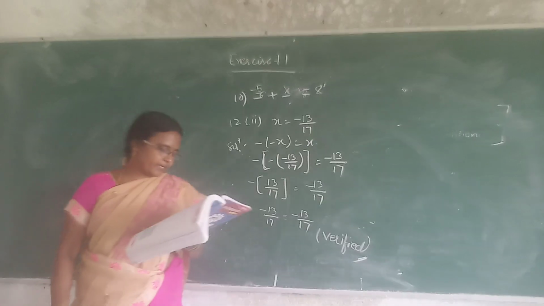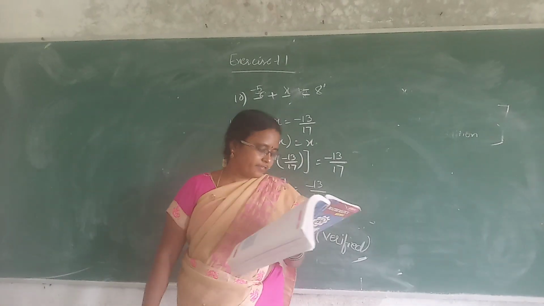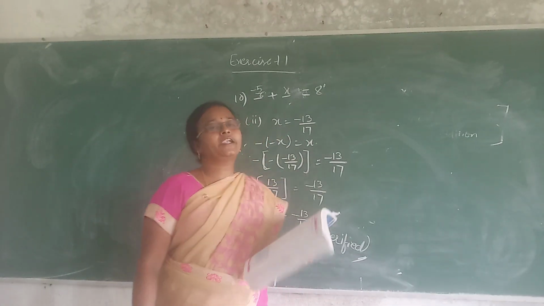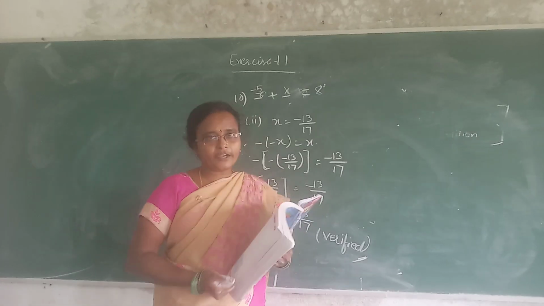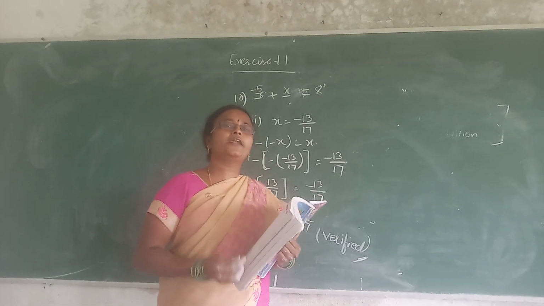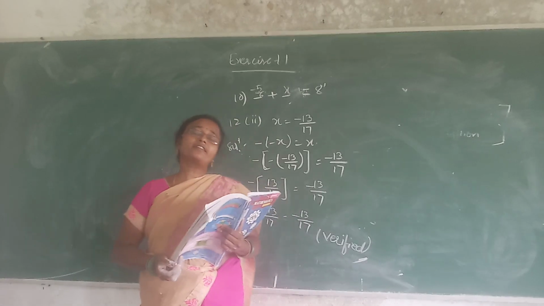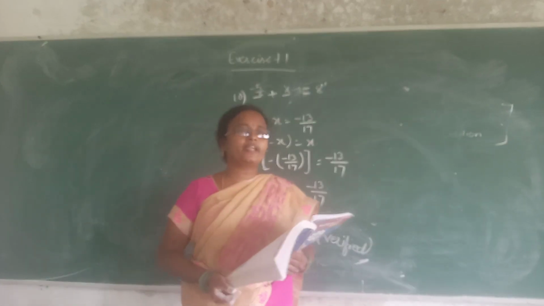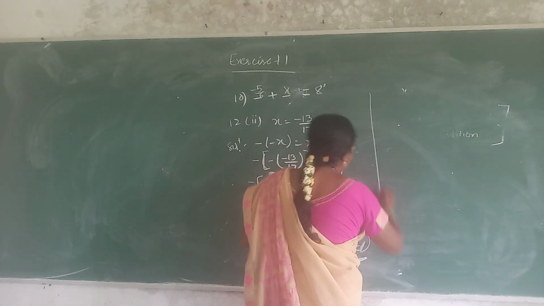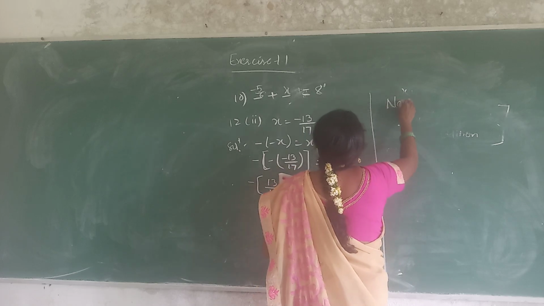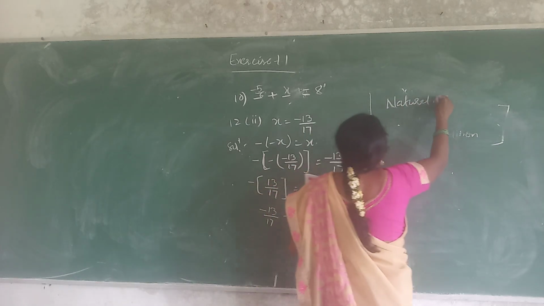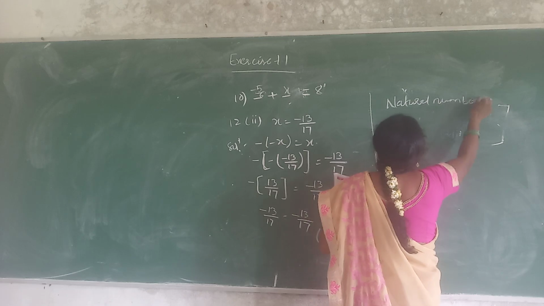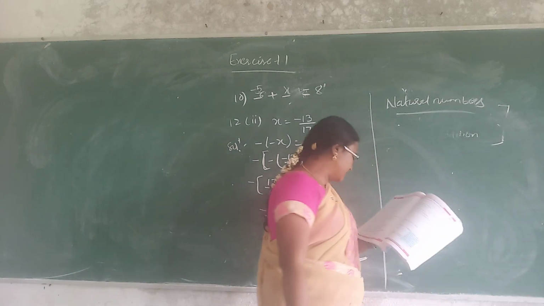Next, the first one: the set of numbers which do not have an additive identity. What is an additive identity? You already know additive identity is 0. What is the set of numbers that do not have the additive identity? It's nothing but natural numbers. Why? The natural numbers start with 1. That's why the additive identity does not exist in that.